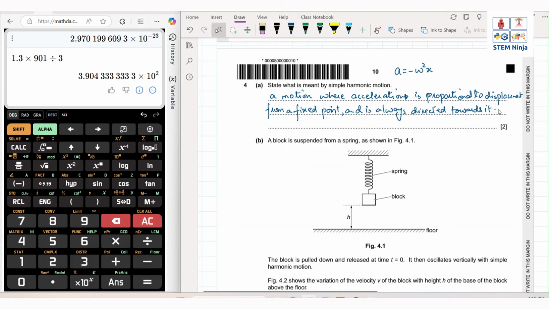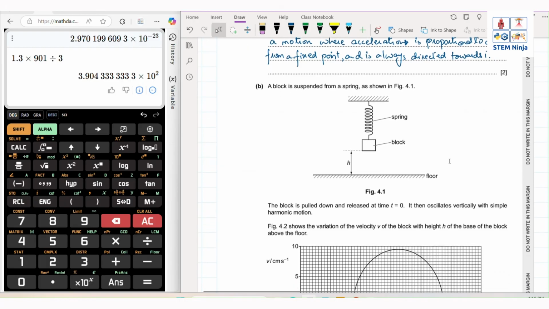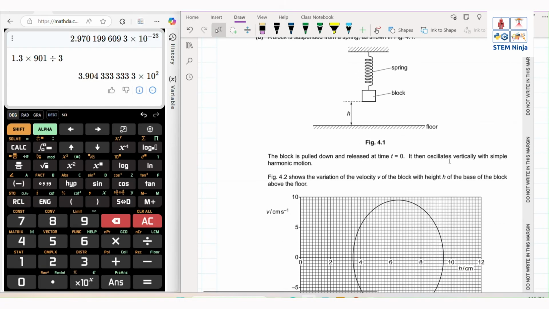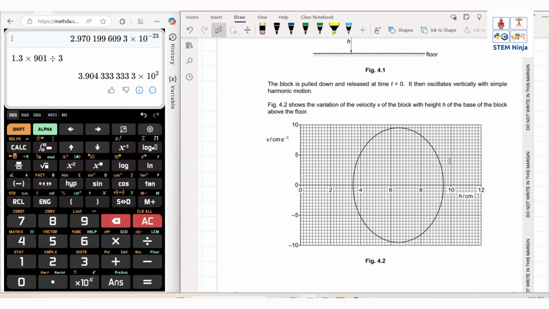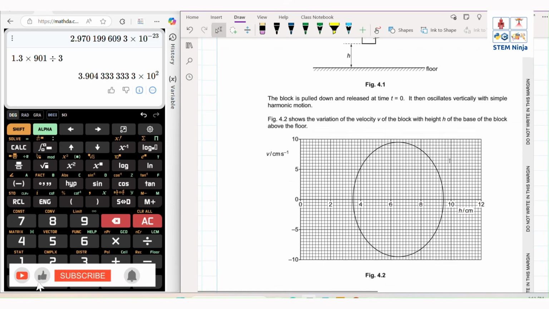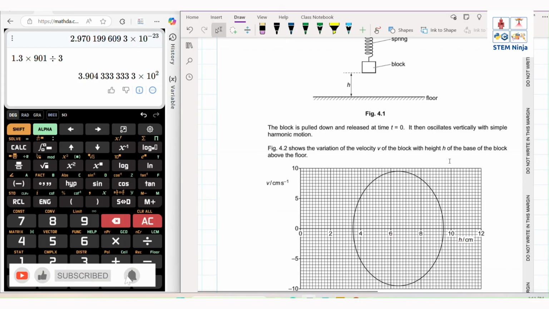That's it. A block is suspended from a spring as shown. The block is pulled down and released at time t equals 0. It then oscillates vertically with simple harmonic motion. Figure 4.2 shows the variation of the velocity of the block with height h of the base of the block above the floor. So basically, it's not the displacement, it's height h and the displacement.